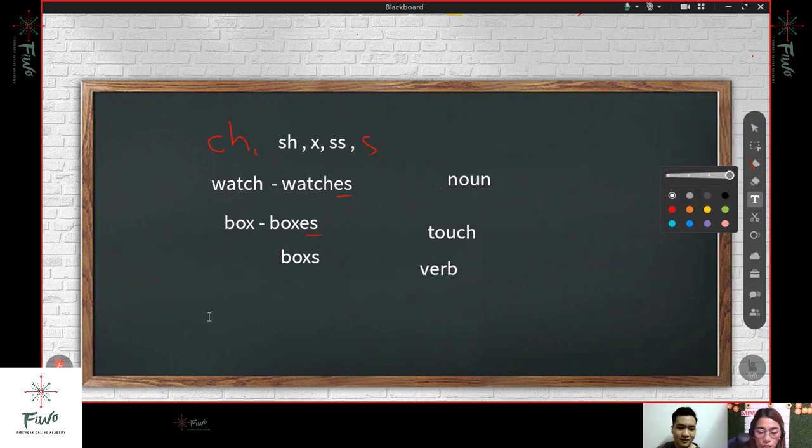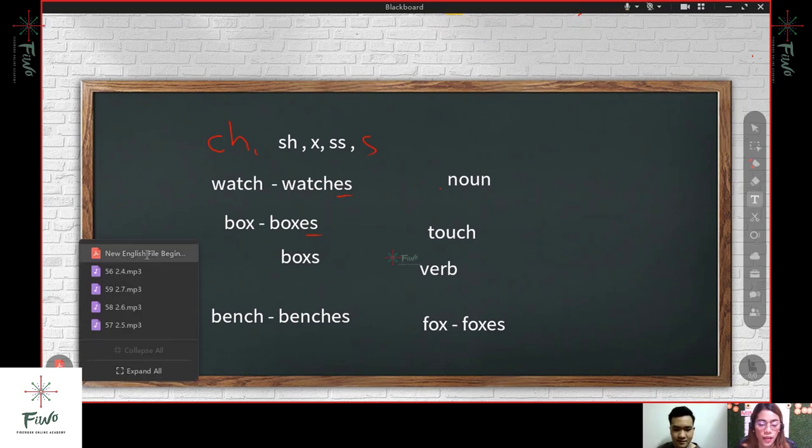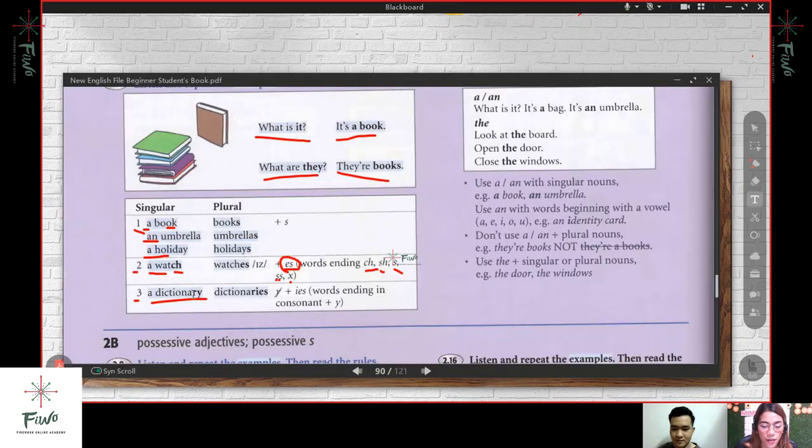So I think I have another example. We have bench. Do you know the word bench? Benches. Bench, benches. And so on. Fox, foxes, right? So those are things. So anyway, let's continue here.